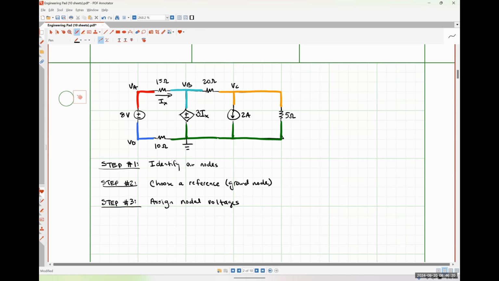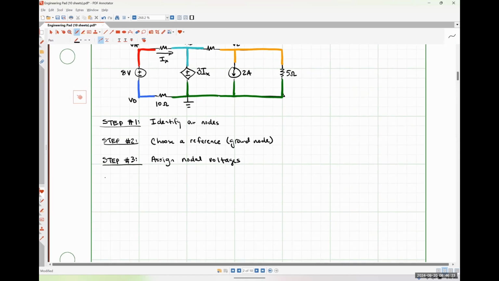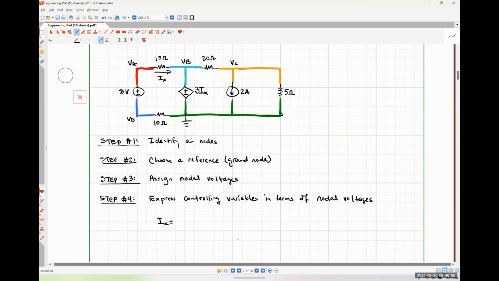Now we are going to keep our same step number 4. And we are going to express our controlling variables in terms of our nodal voltages. So our only controlling variable in this system is our current Ix. So what should my equation for Ix be?